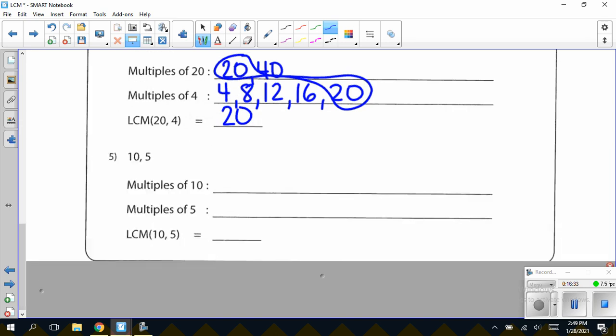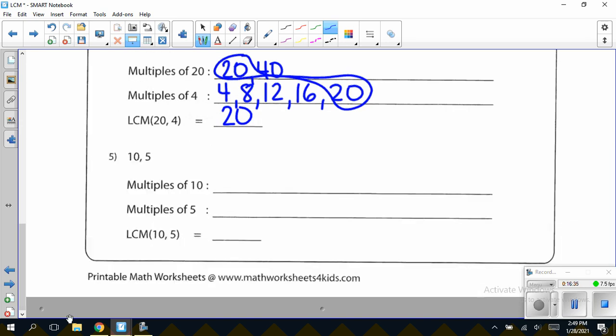And then my last example that we will do together, I have 10 and 5. So I'm going to list my multiples of 10. So 10, 20, 30. My multiples of 5, I have 5, 10, and I can really stop right after 10. I did list the second one, or the third one, I mean. So I do see that they both have 10 in common. So the LCM between 10 and 5 is 10.